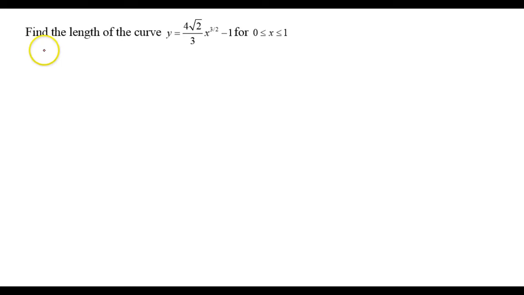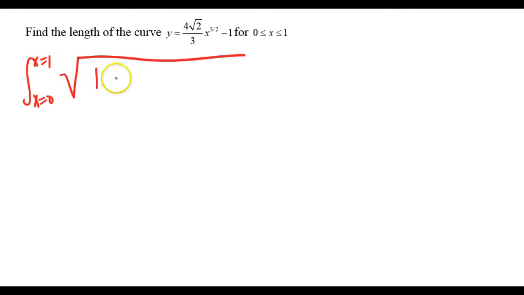Alright, let's go ahead and start with an example. Find the length of the curve y equals 4 radical 2 over 3 x to the 3 halves minus 1 for x values between 0 and 1. So let's go ahead and write out our formula. Our formula extends from x values 0 to 1, so x equals 0 to x equals 1 of the square root of 1 plus the quantity f prime of x squared dx.